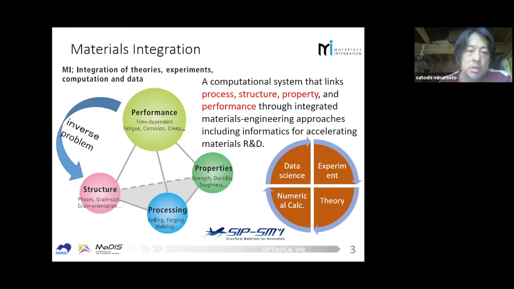For understanding structural materials, we have to understand the PSPP. The PSPP is the process, structure, property, and performance. And here, maybe you will imagine the structure as, for example, the electronic structure or crystal structure or something like that. However, for structural materials, we define the structure as the microstructure. It means very mesoscale problems.